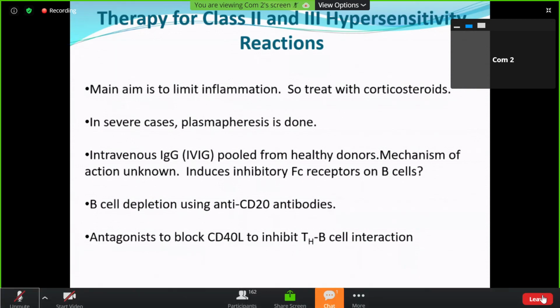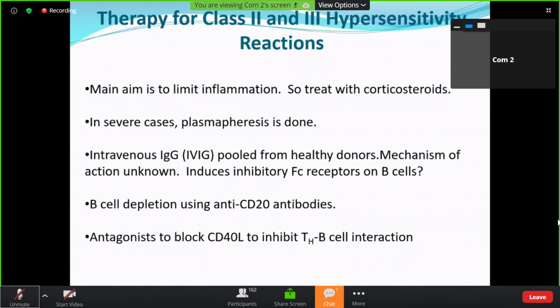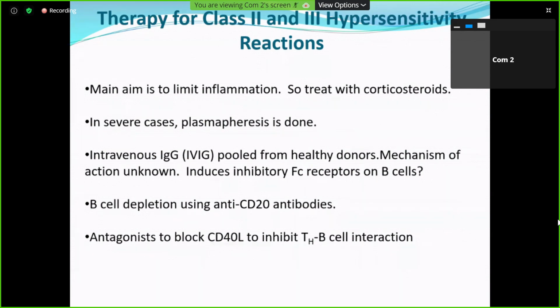Another mechanism is to inject the person with normal serum from a healthy donor. We're not sure exactly how this works, but it does. We think that by infusing normal serum, you are infusing normal antibodies, which are able to block the antigen binding abilities of these, say in this case, autoimmune type antibodies, or maybe even compete with them.